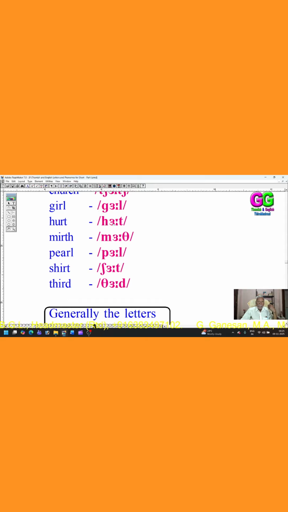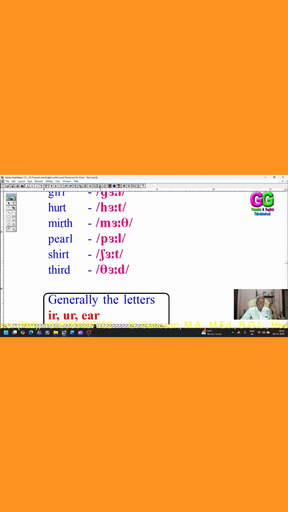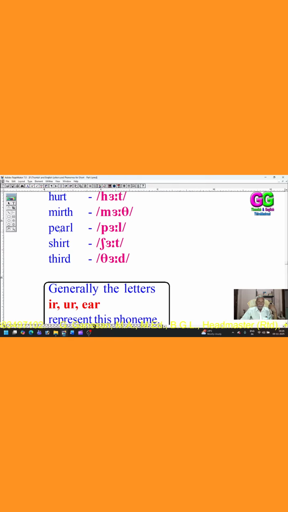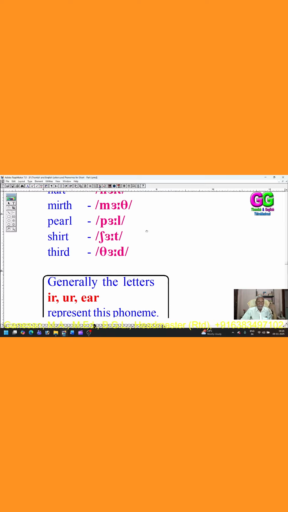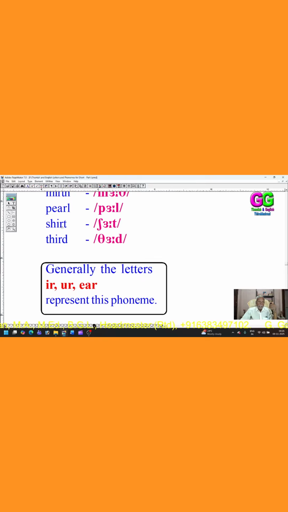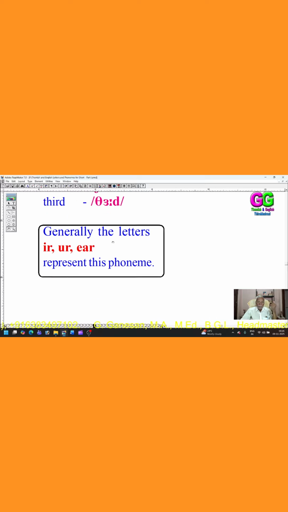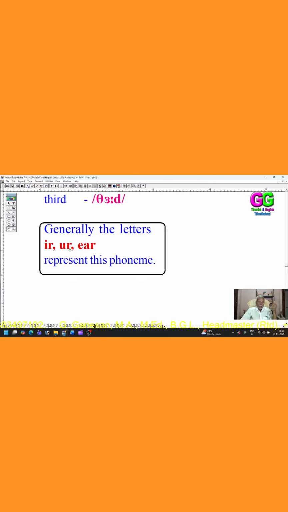H-U-R-T, hurt. M-I-R-T-H, mirth. P-E-A-R-L, pearl. S-H-I-R-T, shirt. T-H-I-R-D, third. Generally, the letters I-R, U-R, E-A-R represent this phoneme.